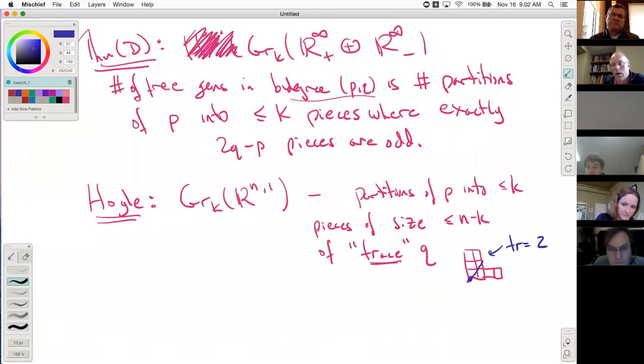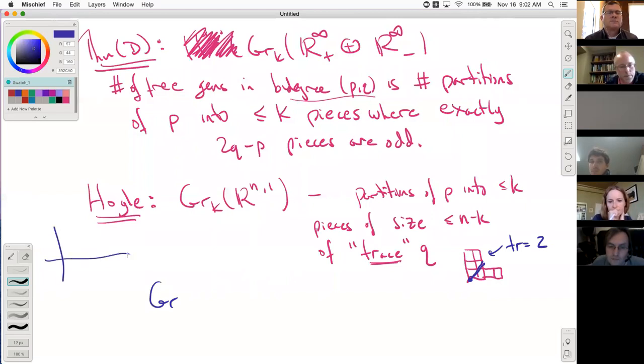Okay, so you write down all your Young diagrams for your partitions, you sort them according to the trace, and that gives you the bi-graded picture for these GRK Rn1s. Hey Dan, is the Rn comma 0 case trivial? Yeah, so the Rn comma 0 case, you just get the generators stacked up along your horizontal line, nothing happens, and so that's your answer. So everything's in weight 0 there.